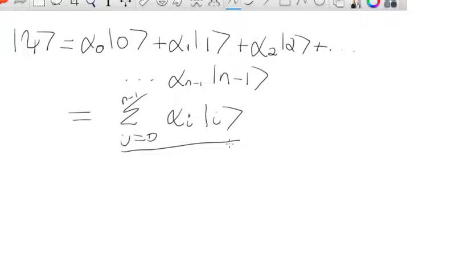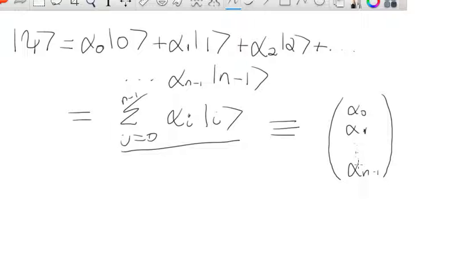If we want to write this in terms of the matrix representations, which we did before with the two-level system qubit, then we can write it as alpha 0, alpha 1, dot dot dot, all the way down to alpha n minus 1. So remember, the ket can be written as a column vector, and we have the coefficients here, starting from the beginning all the way down to the last one.